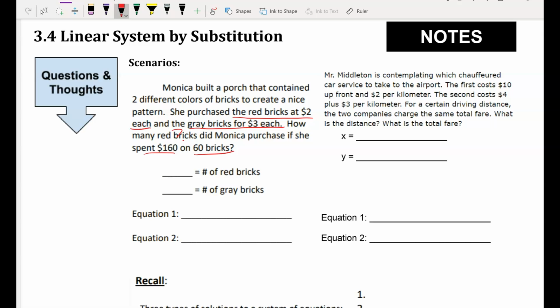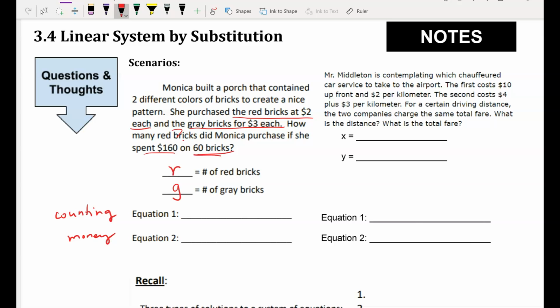We don't know how many red bricks, so let's assign a variable to that. I'm going to use R, but you can use any letter you like. For the number of gray bricks, I'm going to use the letter G. So I need to write 2 equations, one for the counting, and then the other one for the money.